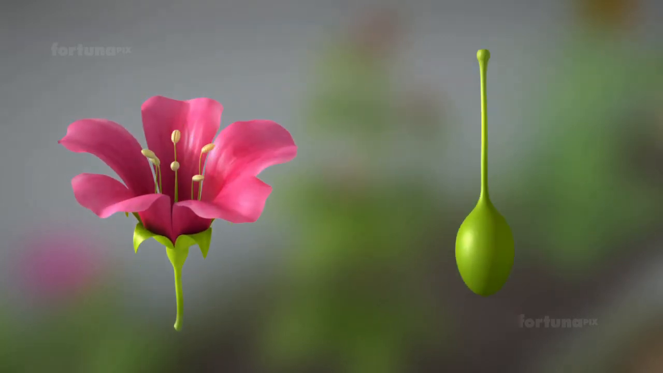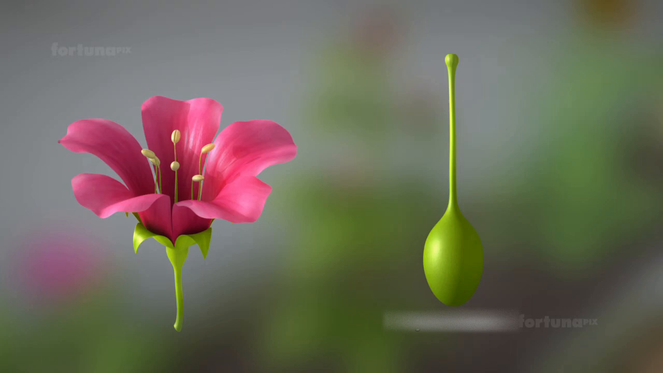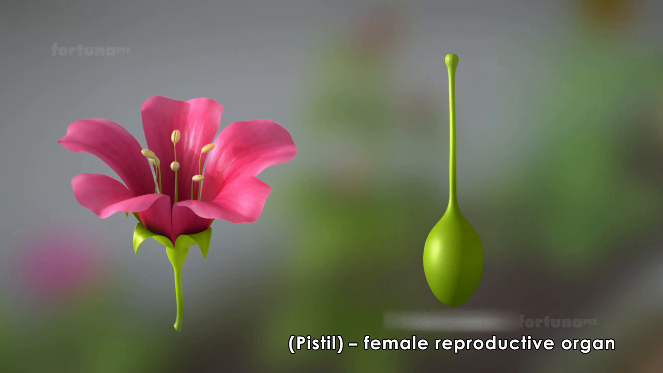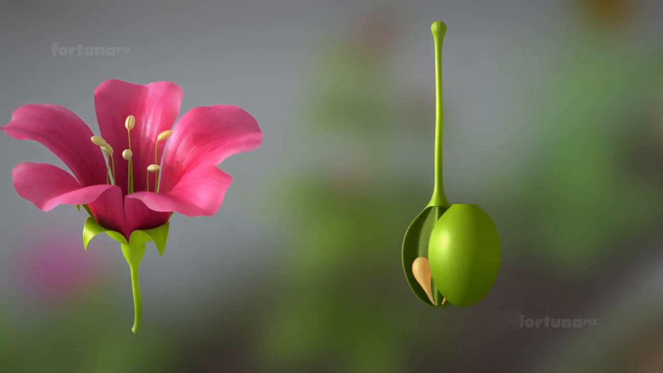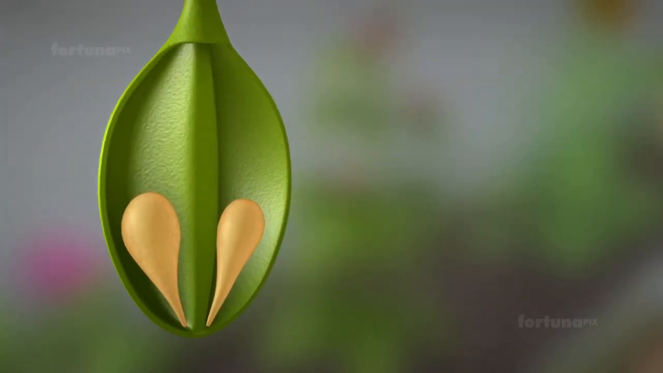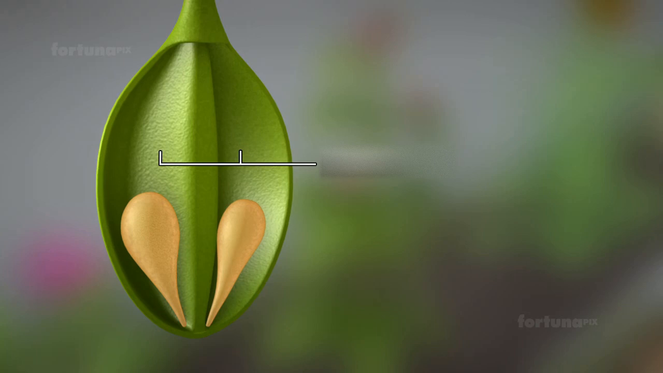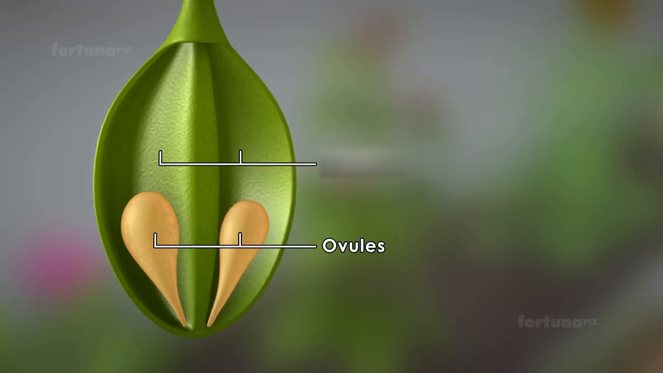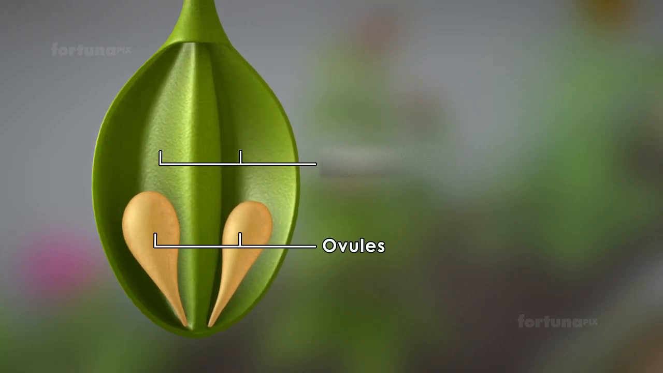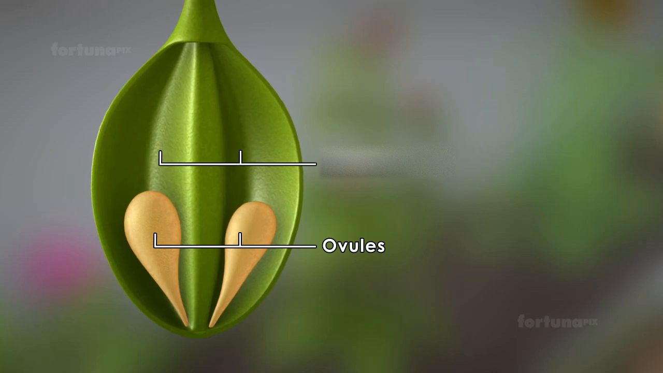The last whorl is the gynecium, also called the pistil. This is the female reproductive organ of the flower. The pistil consists of a swollen ovary at the base, a long tubular structure known as the style, and a sticky tip called the stigma. If we cut the ovary in half, we can see chambers known as locules, in which ovules are attached. These tiny ovules are the future seeds.